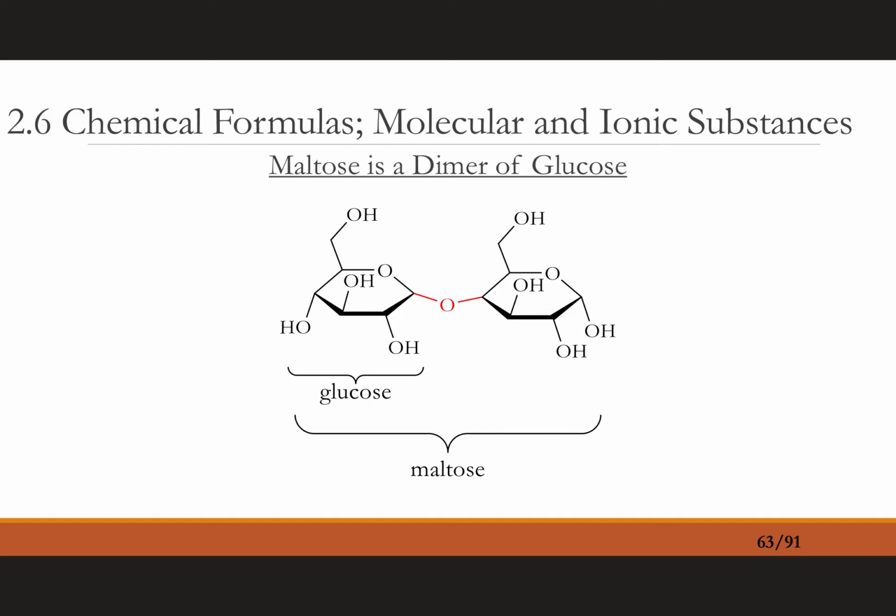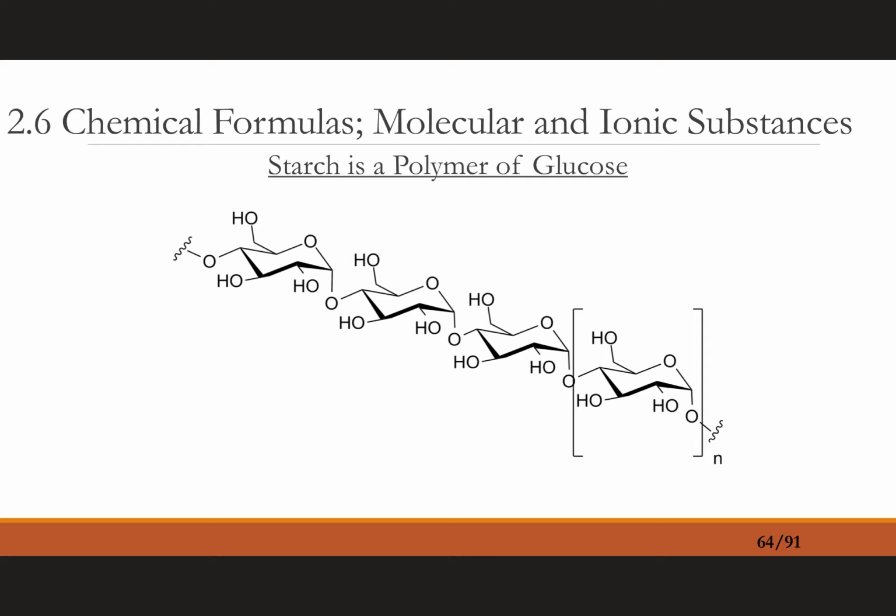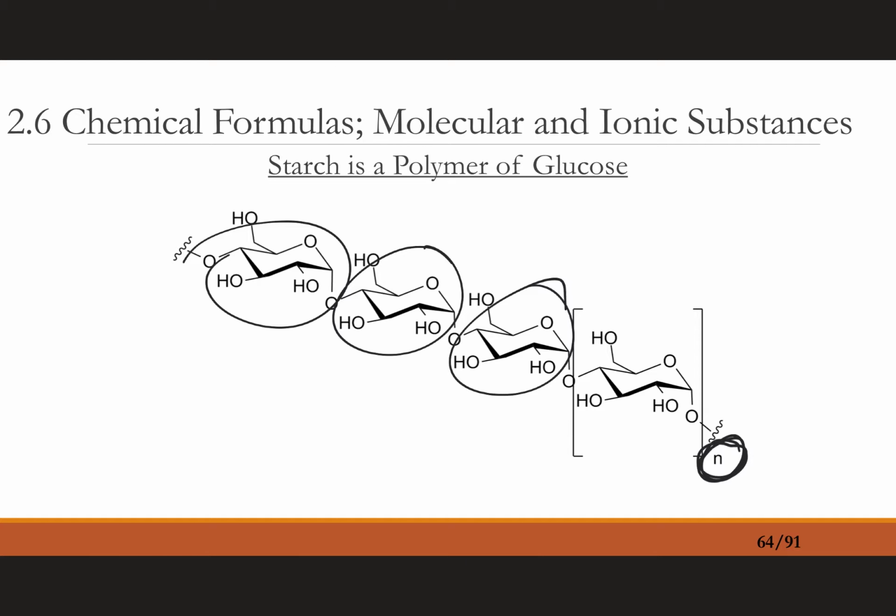Then maltose, again, is a dimer. You can see they're linked together right there with that oxygen atom, so it's a dimer of glucose. And then here I have starch, which, like I said, is a polymer of glucose, where here's a glucose, there's one, and then it just repeats some number of times in that direction, and it would also repeat some number of times in that direction.